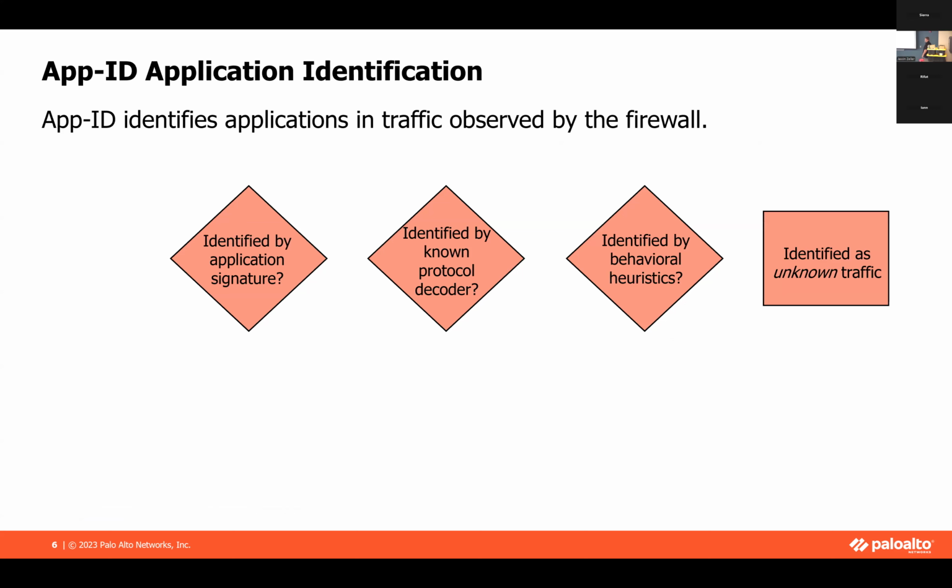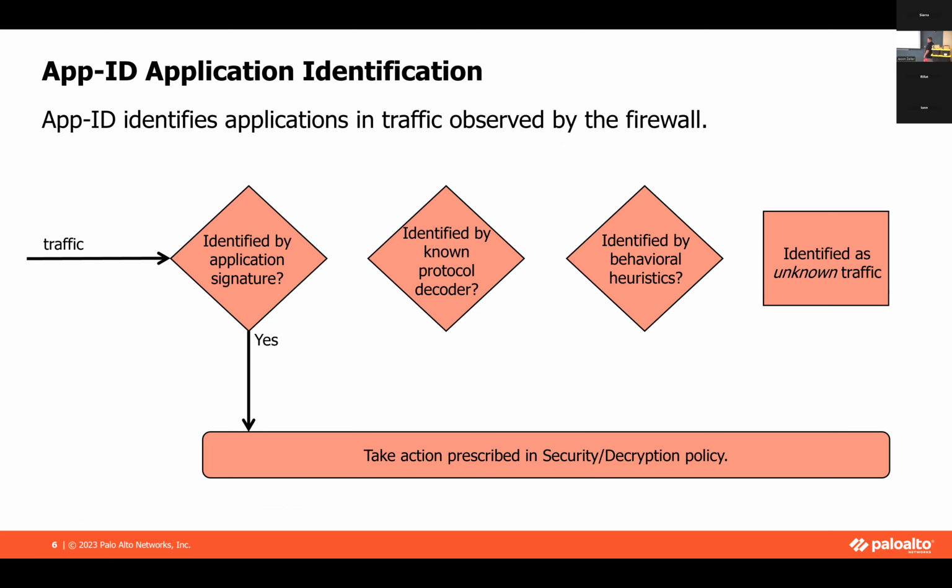All right. So how does that work? It's identified by an application signature, or it's identified by a known protocol decoder. It could be done by behavioral heuristics or identified as unknown traffic as it goes through there. So the traffic comes in, if it registers, great, it's going to go ahead and take whatever policy set up in our security or decryption policy. Remember, for now, we've just been saying all apps, right? Or all services, etc. Now we can start defining those individual ones.